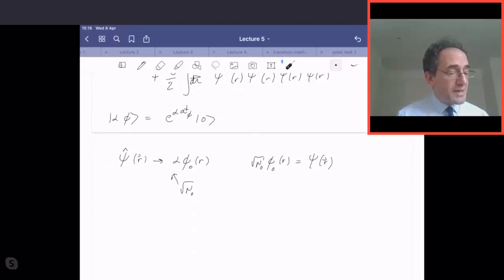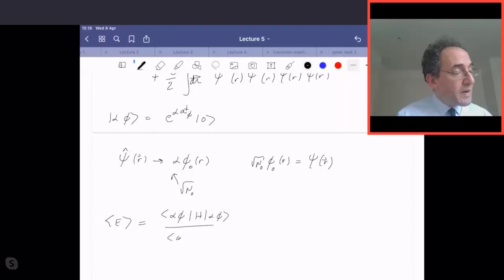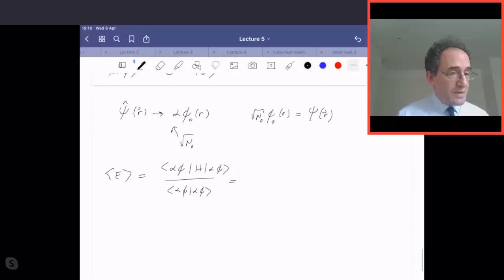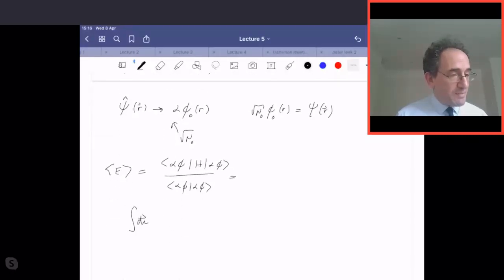So let's actually do that. We have the expectation of the energy, by which we mean ⟨alpha phi| Hamiltonian |alpha phi⟩. This is going to be exactly the same expression we had before: the single particle part, which is ψ*(r) times [−ħ²∇²/2m + V(r)] ψ(r), and then the interaction part, U/2 |ψ(r)|⁴.